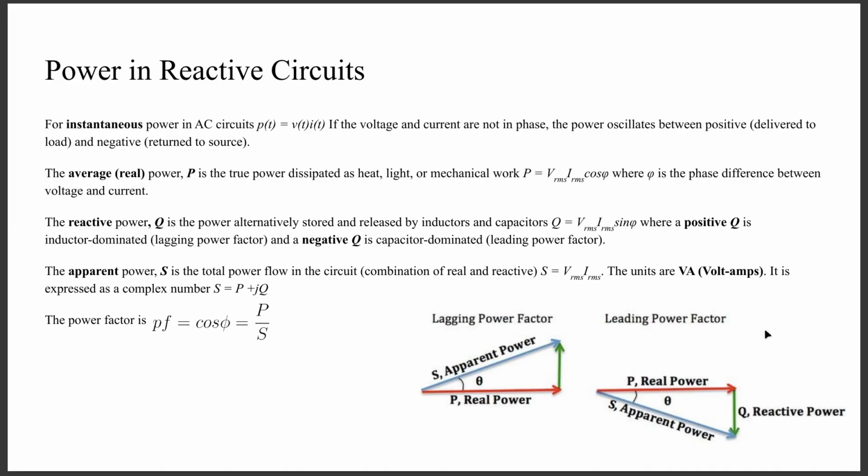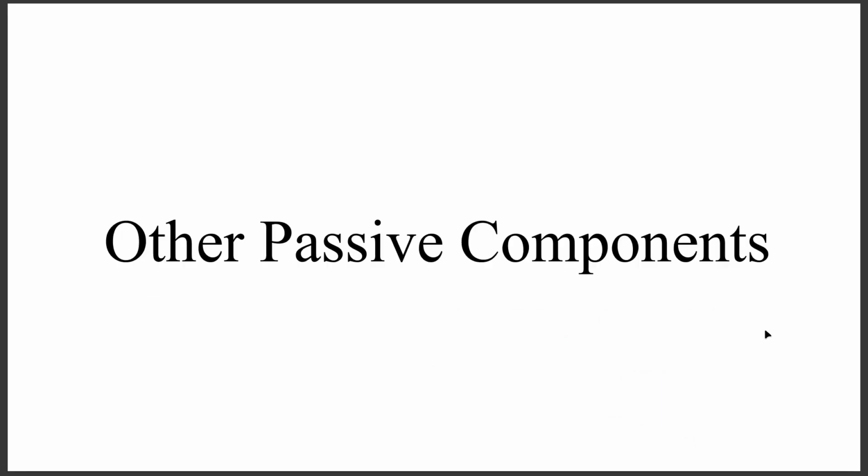The apparent power, S, is the total power flow in the circuit, the combination of real and reactive. The units are volt-amps. It is expressed as a complex number, S equals P plus jQ. The power factor is equal to the cosine of phi, which is equal to power P over S.